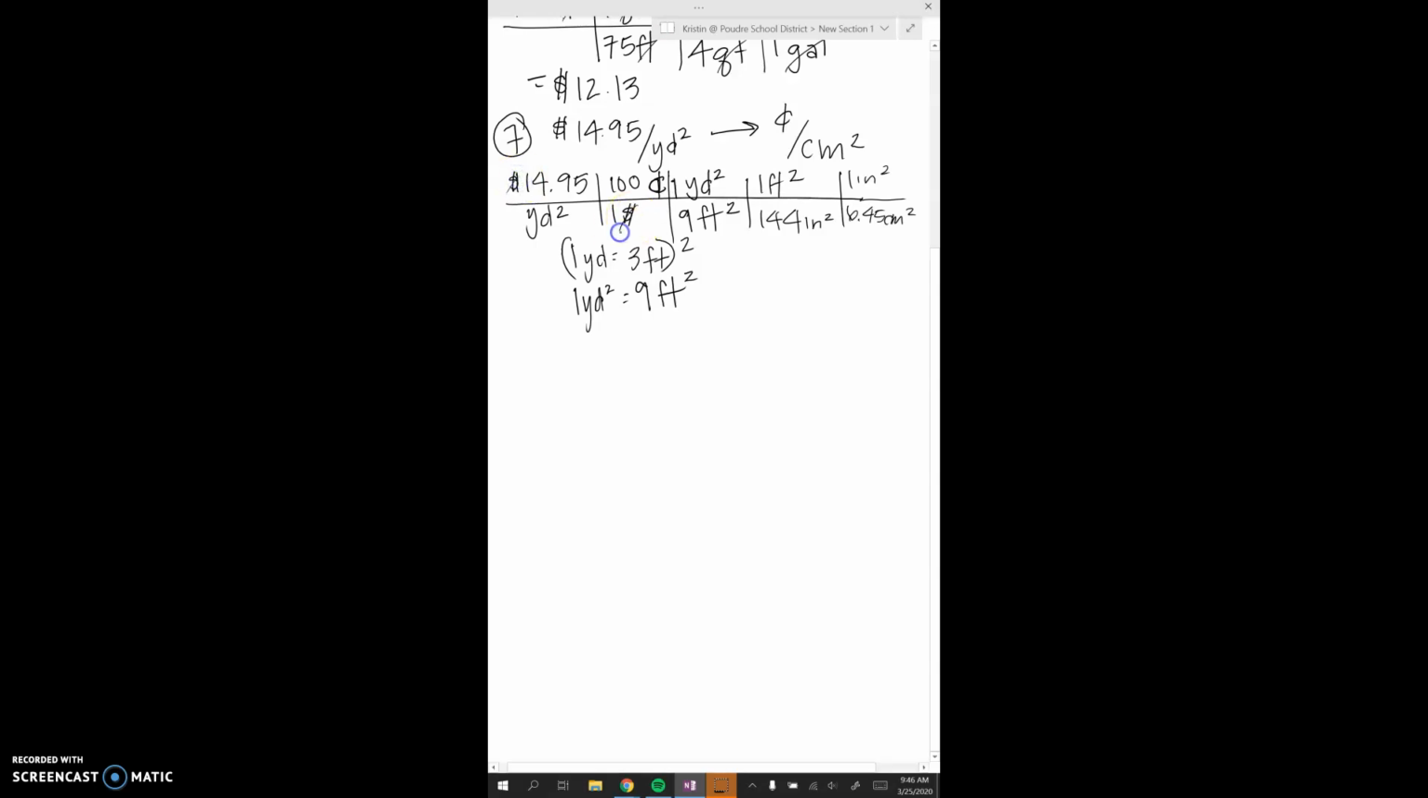So now my dollars cancel out. I'm left with cents. Yards cancel out. Feet cancel out. Inches cancel out. I'm left with centimeters. So I have cents and centimeters squared.